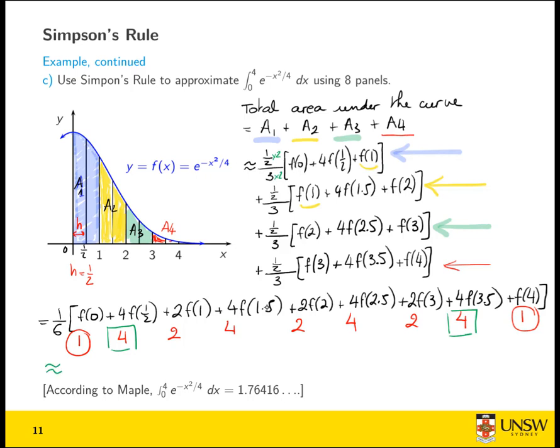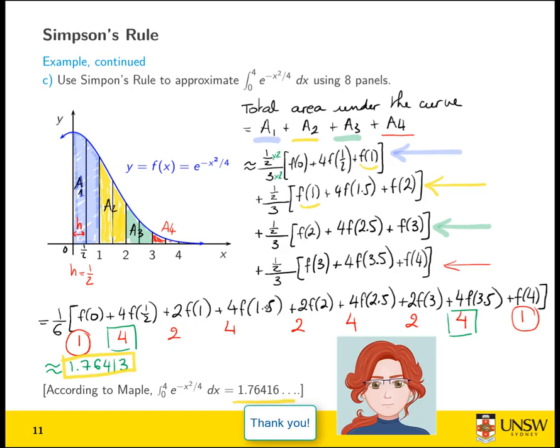Now, if you calculate this sum using a calculator or a computer, you get 1.76413 using this approximation. And if you do it with Maple, look how close we are. That works really well. Thank you for listening to this video about how to approximate the area under the curve when you don't have an antiderivative using Simpson's rule several times if necessary.